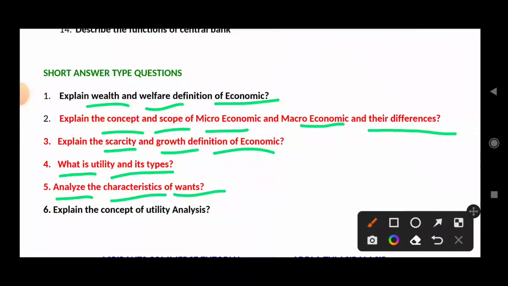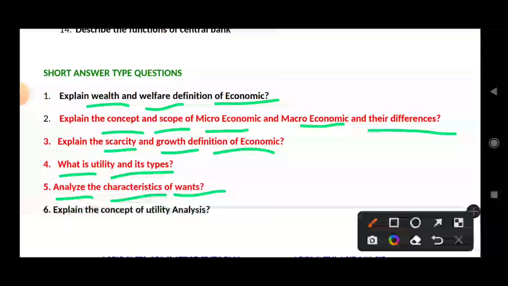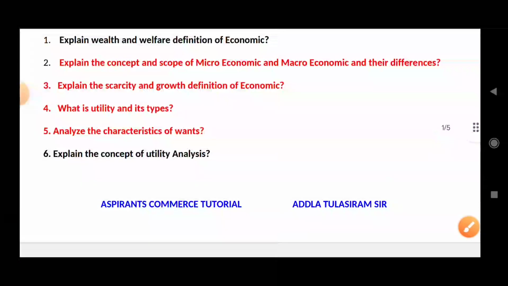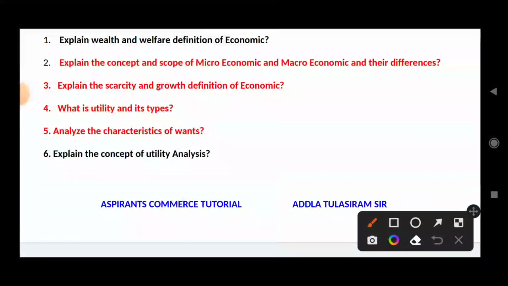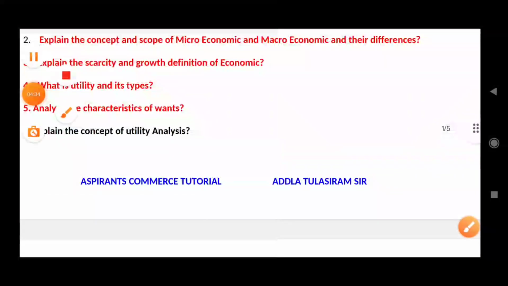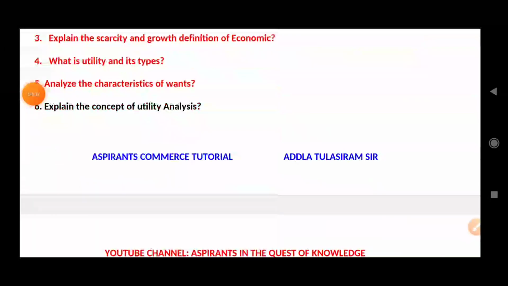Analyze the characteristics of wants. That cycle is there, okay, wants cycle. Then the want satisfaction action that happens. Explain the concept of utility analysis. Okay, this train is disturbing again and again.